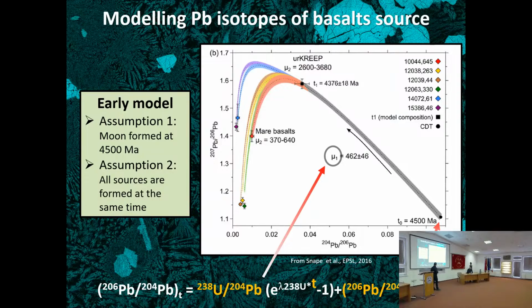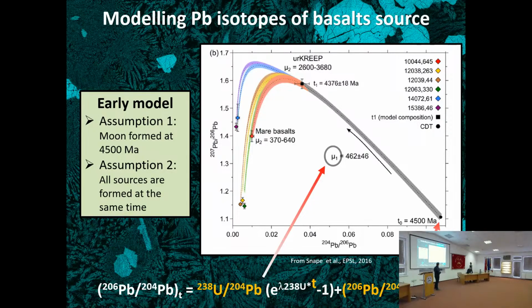These curves are controlled by this equation, where we have the 238 uranium to 204 lead ratio, mu. We have the time of formation of the source, and the initial composition of this source.